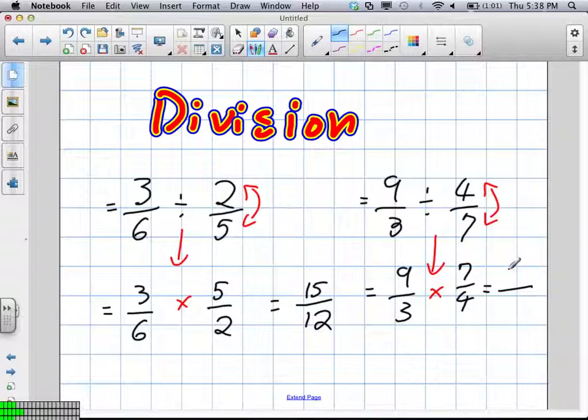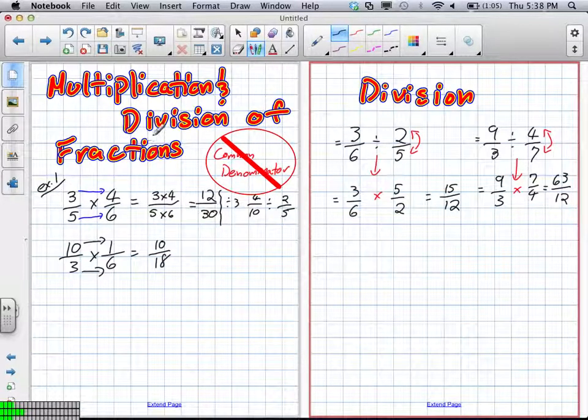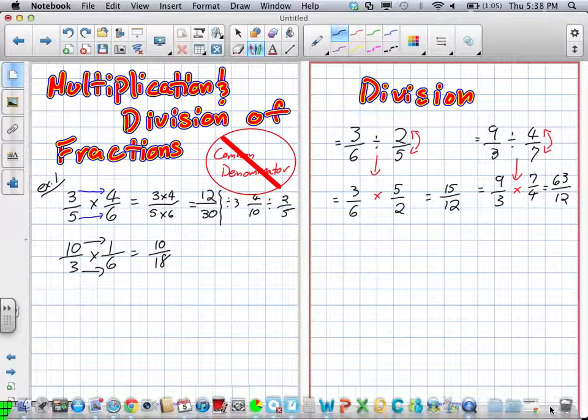I don't know this one. Try it on a calculator. Oh yeah, 63 over 12. That's it. Done. So like I said, multiplication and division of fractions can actually be much easier than adding and subtracting. They're very straightforward.